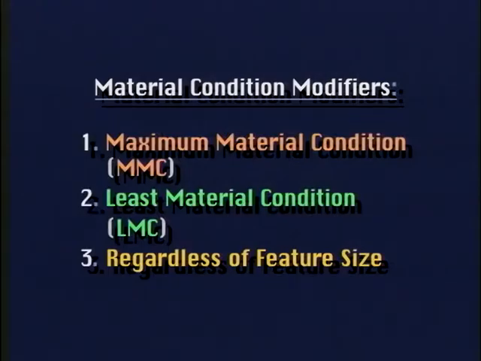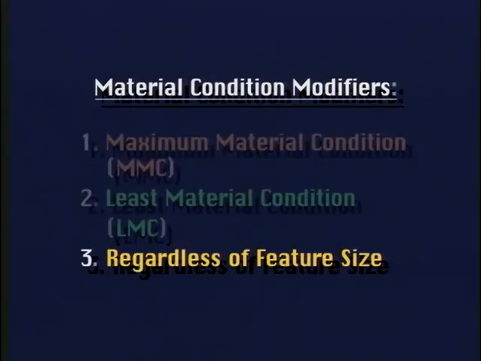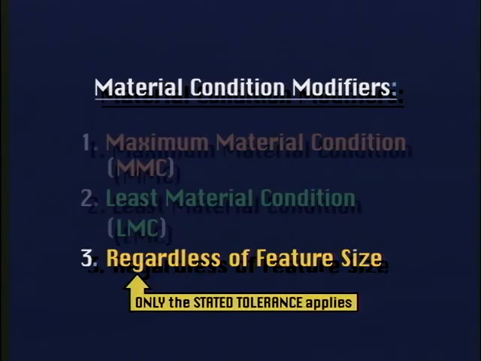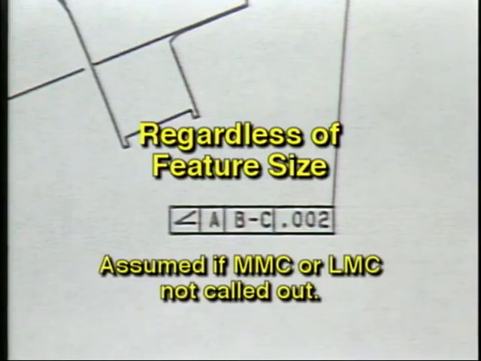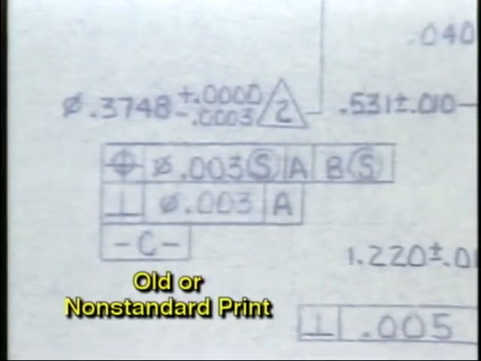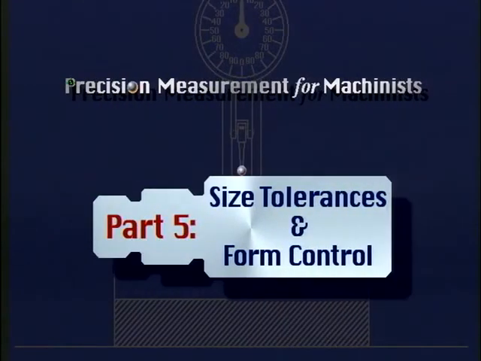The third material condition modifier is regardless of feature size. Regardless of feature size means that only the stated tolerance amount applies, no matter what the actual size of the feature is. Under the current GD&T standards, there is no symbol for regardless of feature size. It is assumed to apply unless maximum or least material condition are called out. On some older or non-standard prints, regardless of feature size is shown in the feature control frame as a capital S in a circle.